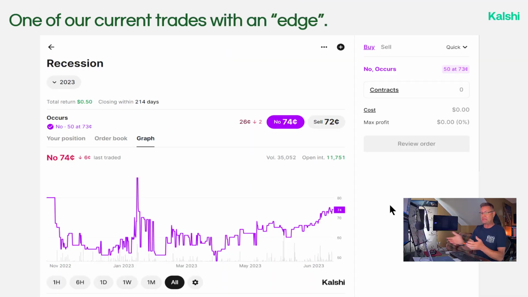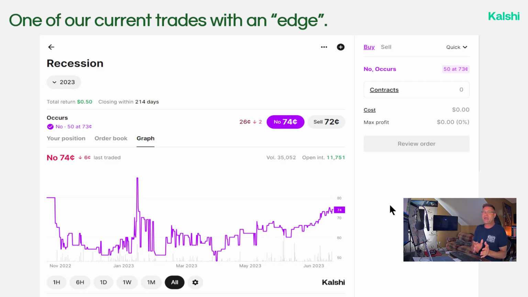I'll show you a trade that we just did this past week that I feel like is the perfect example of building a trade with an edge, okay? It's a binary trade, and it's a question of whether or not we will slip into a recession by the end of this year, 2023.